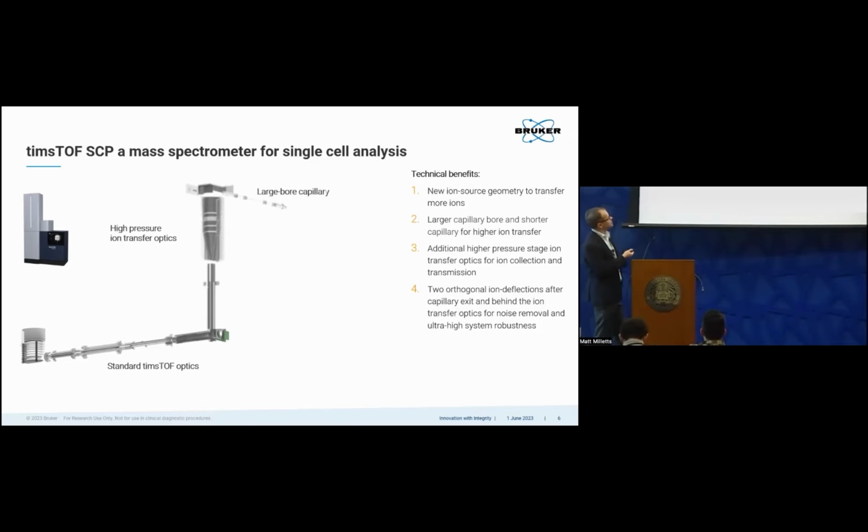So the system features sampling more ions to begin with, but also then ions make two orthogonal turns, right? So they come in here, they make an orthogonal turn, and they come in here and make another orthogonal turn. And so this really gives us a benefit in terms of removing neutrals, solvent molecules, and other things like that. So it keeps the system even more robust. And so in the end, we see typically a 4 to 5 times increase in ion current from this new design source here.